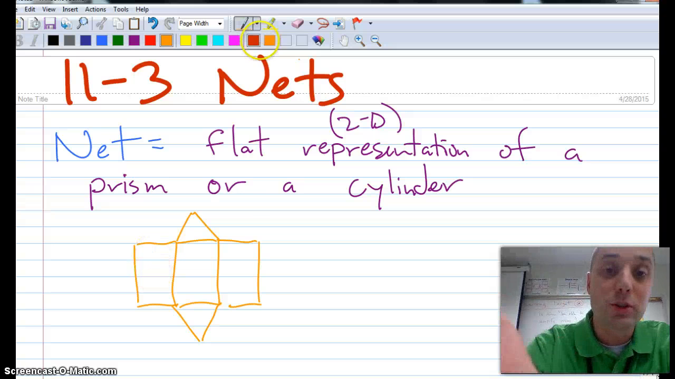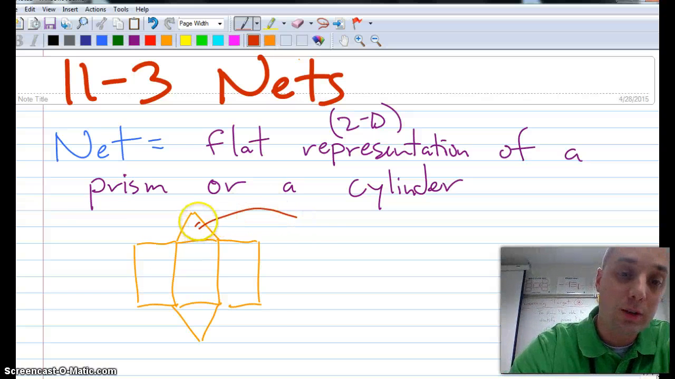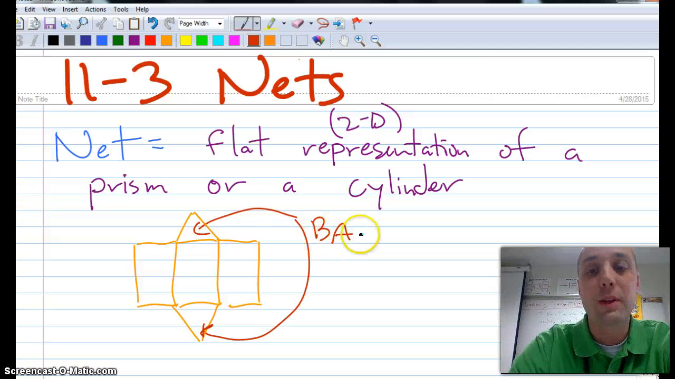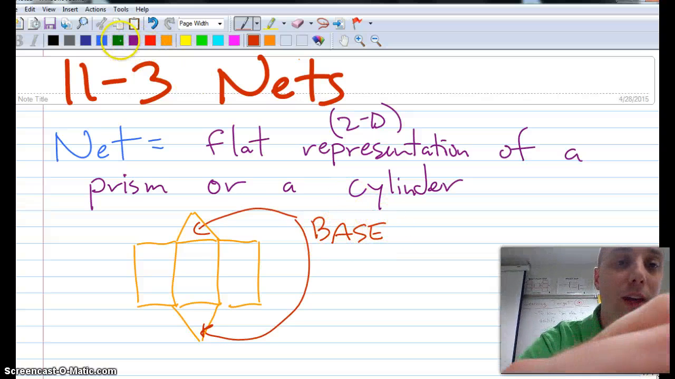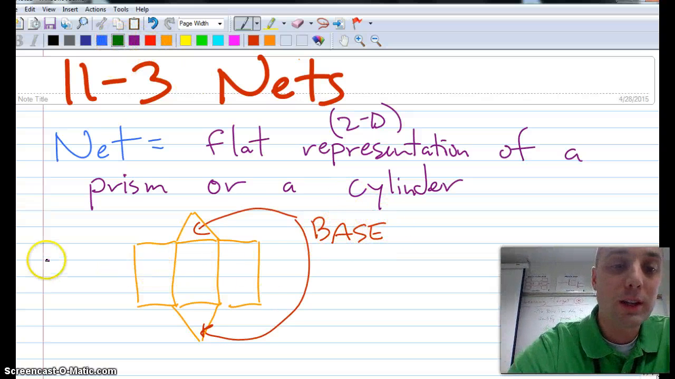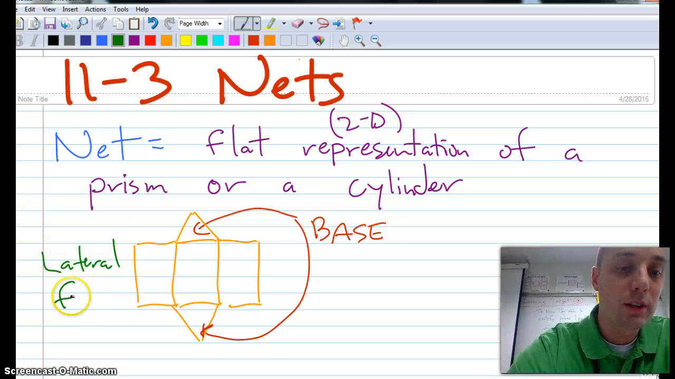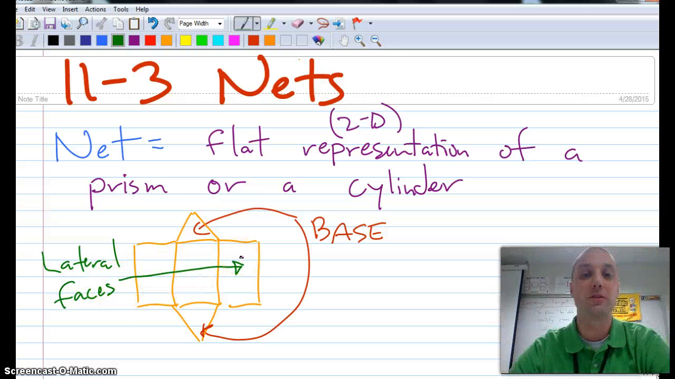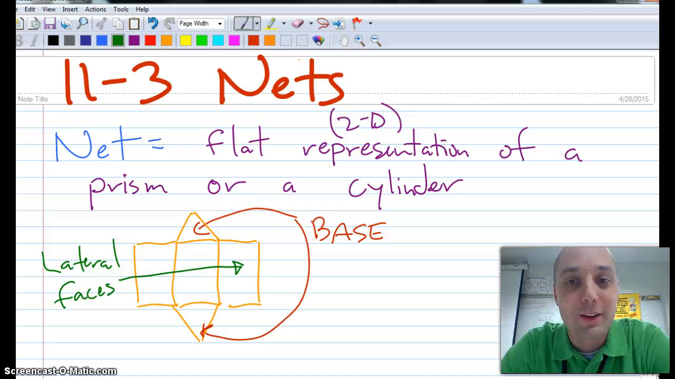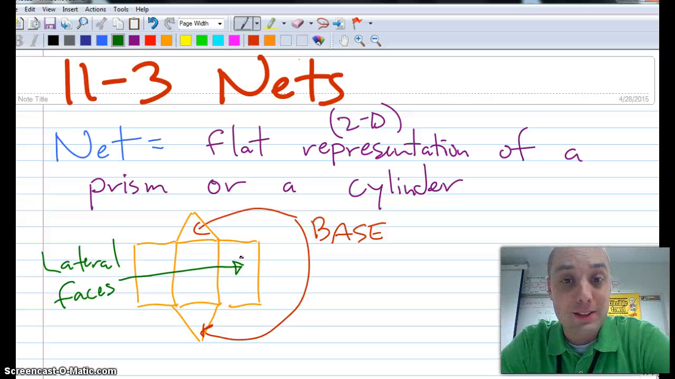But what I want you to do, just on this net here, is draw an arrow to the triangle and to that triangle, and recall for our vocab from last time. Those are the bases. And then remember what the three rectangles are called? Lateral faces. And there's three lateral faces, right? All three of those are lateral faces. So just indicate that on your paper. That's it for this lesson.